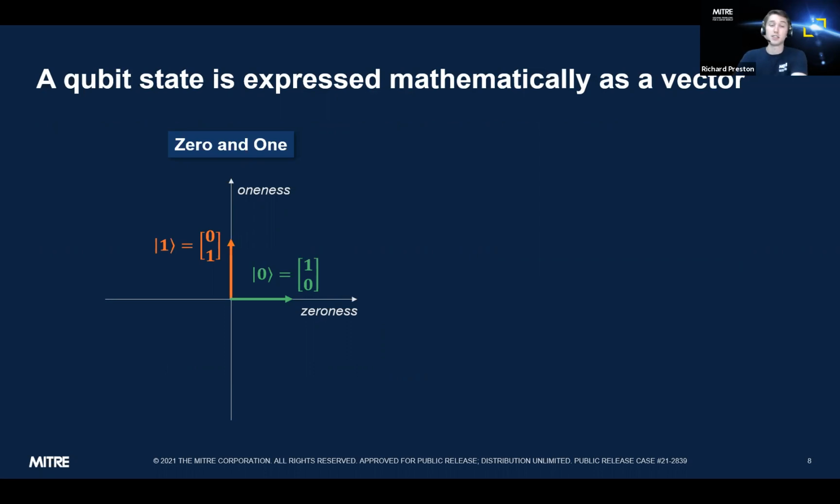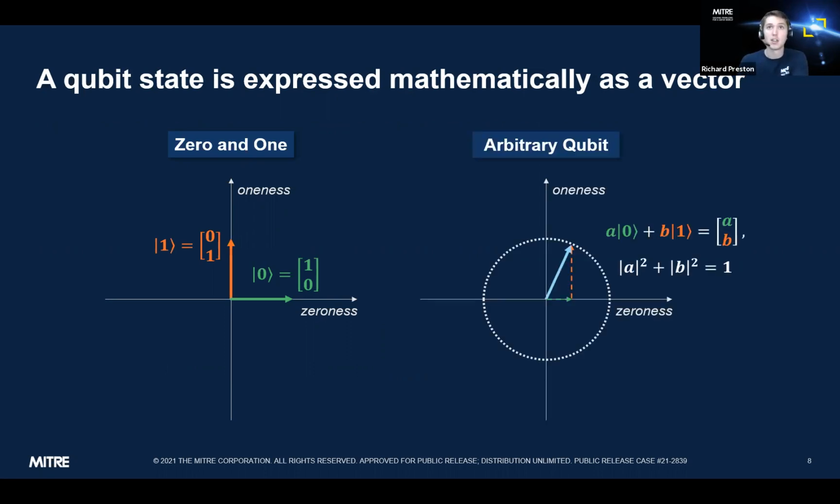And as I said, we can have a superposition of these. So an arbitrary qubit is somewhere along this unit circle. We have a 0 component and a 1 component, and the coefficients of each. These are actually called the amplitudes. A and B are called amplitudes here. But we have the constraint that A squared plus B squared has to equal 1. We'll talk about why that's the case in the next slide. Does this make sense to people?